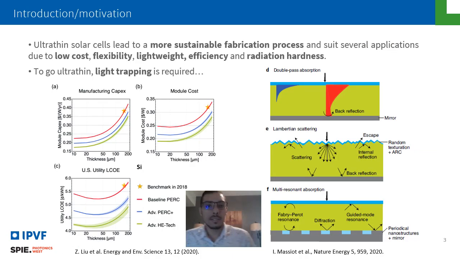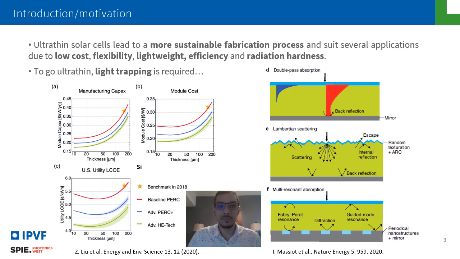Ultra-thin solar cells are devices in which the thickness of the absorber is much smaller than the absorption length of that material. Being that thin brings several advantages, such as low cost, flexibility, and lightweightness. The cells can be very highly efficient and radiation hard. But to go that thin, light trapping is required to avoid transmission losses.